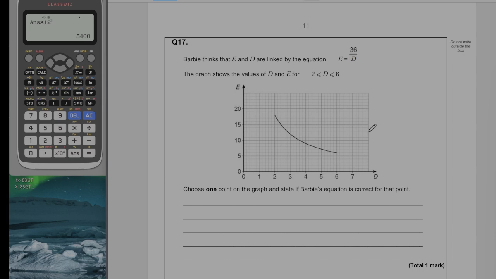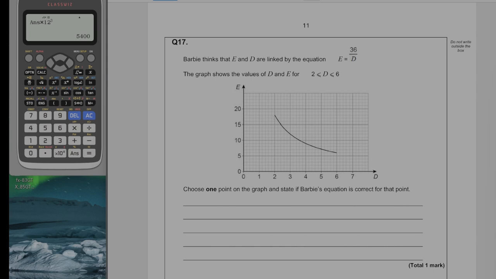Right, question 17. Barbie thinks that E and D are linked by the equation E is equal to 36 over D. The graph shows the value of D and E for 2 is less than or equal to D, which is less than or equal to 6. Choose one point on the graph and state if Barbie's equation is correct for that point. So I'm going to look for as nice a point as I can. I haven't got a lovely one anywhere. I'm going to go for the starting point.